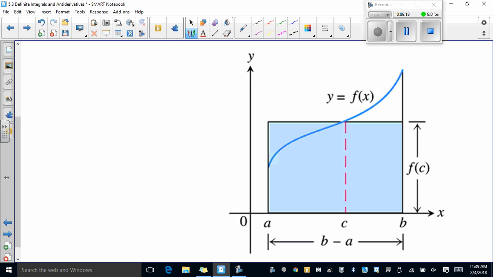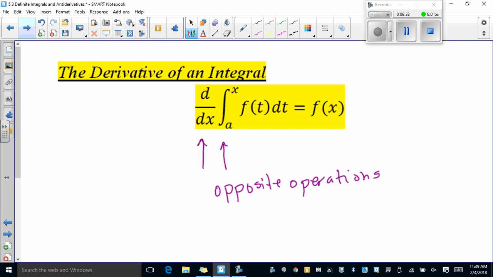Okay, so now they want to give you your first little touch on antiderivatives, but they're asking you the derivative of an integral. So d/dx of the integral from a to x of f of t dt is simply going to be f of x. One of the things to identify is that derivatives and integrals are opposite operations, which means they cancel each other out, just like the square root of x squared is just x.